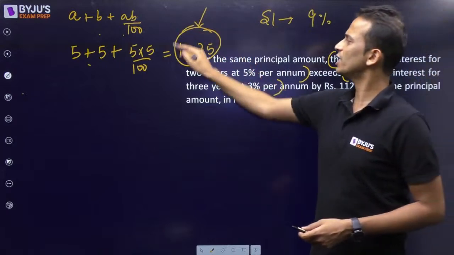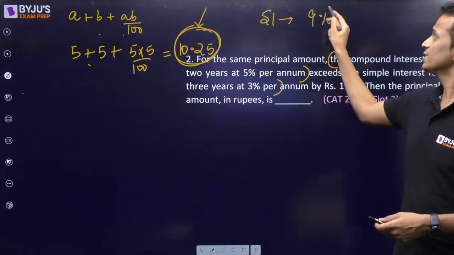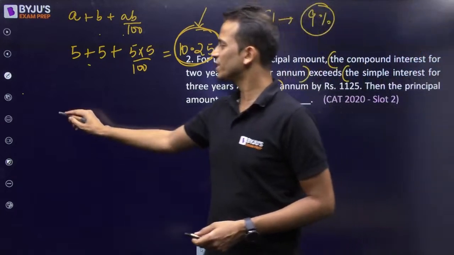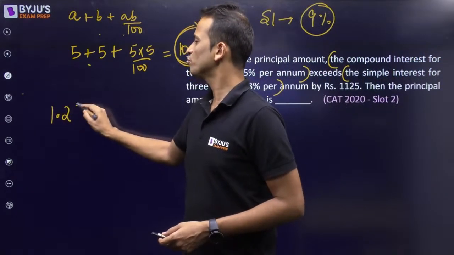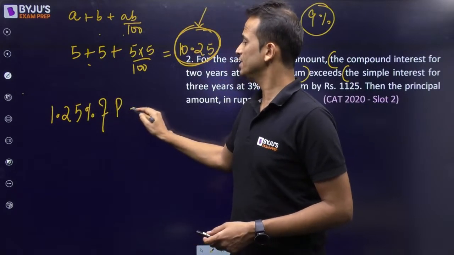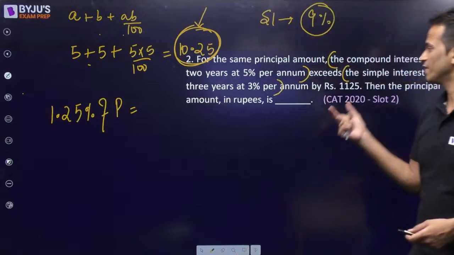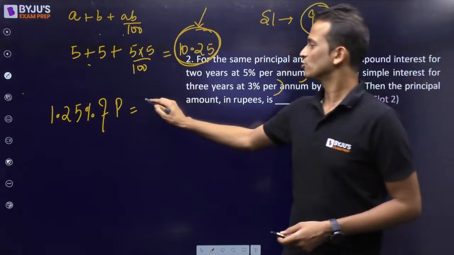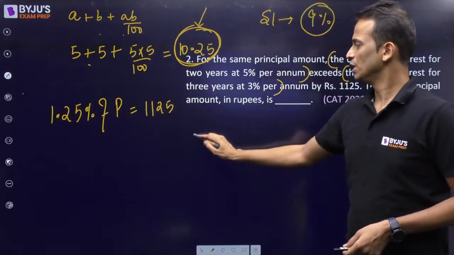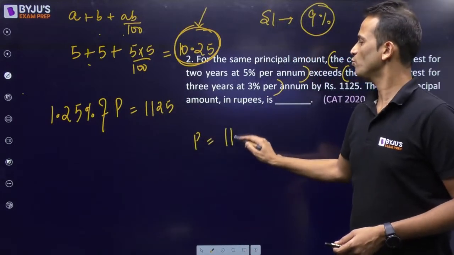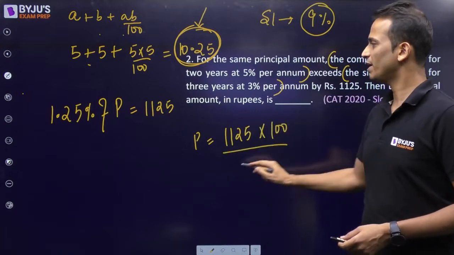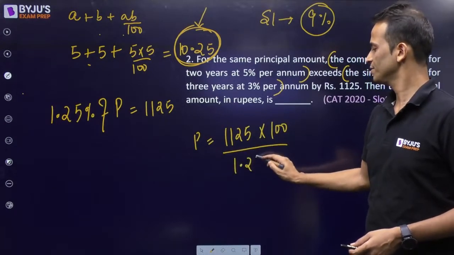So compound interest का 10.25% है, simple interest का 9% है. What is the difference between them? The difference between them is 1.25% of the principal, which in the question is given as 1125. So 1125. Now you can solve this for principal. So principal will be equal to 1125 multiplied by 100 divided by 1.25.